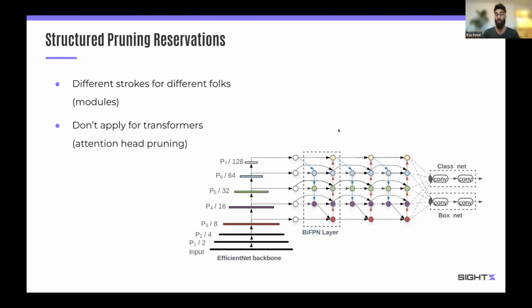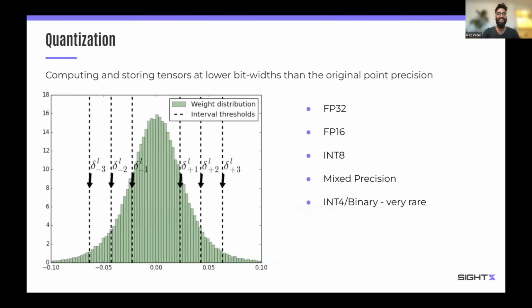And those of you who are using transformers, all the pruning methods I mentioned are not very useful for transformers. But I won't get into that. So let's talk about quantization.